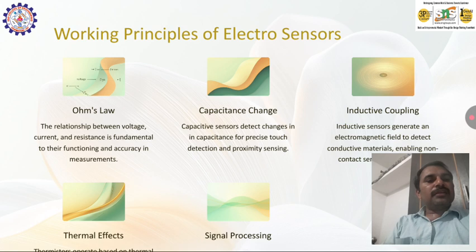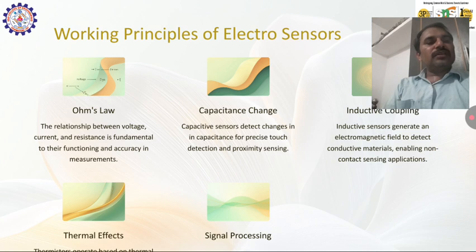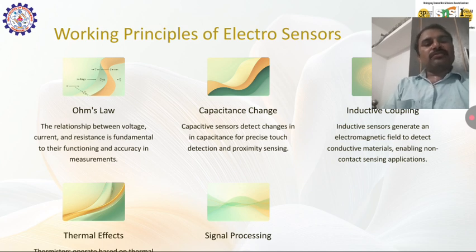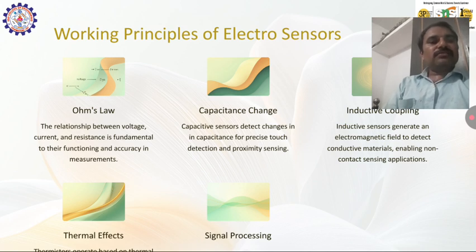And inductive coupling sensors generate an electromagnetic field that helps detect conductive material, which especially supports sensing applications. And thermal effect: how high or low temperature affects the sensor. So these concepts majorly involve electrosensors and signal processing. How we process the signals, and how much data we take from the sensors, play a major role.